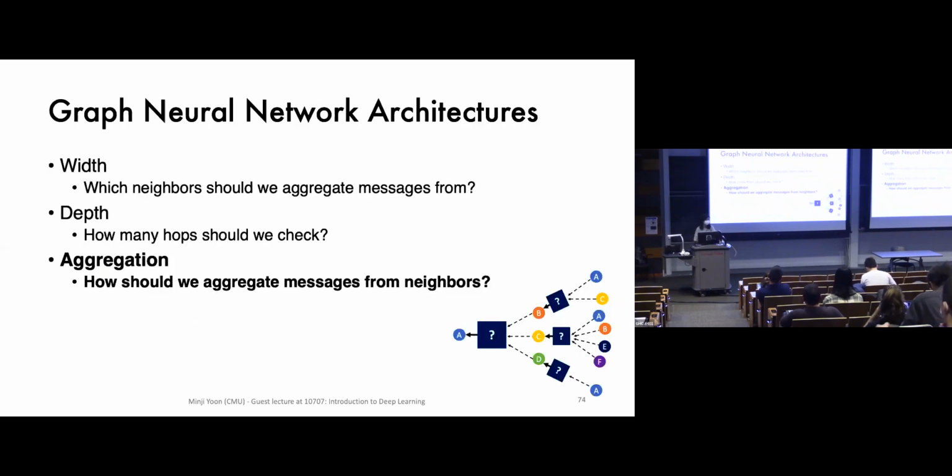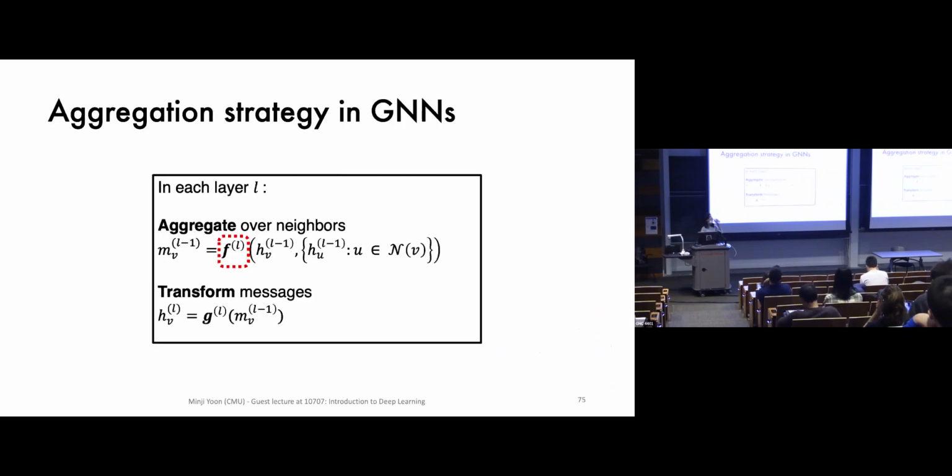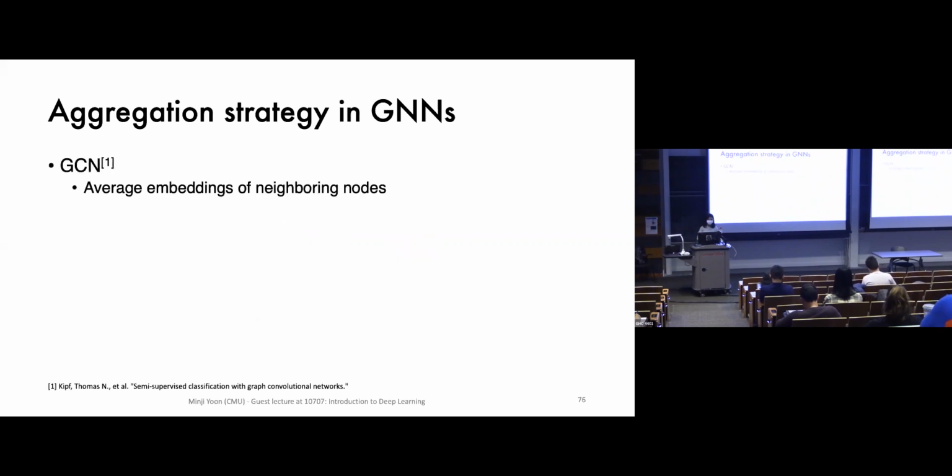So far we have talked about how many hops we should check. Let's move to the aggregation strategy. How should we aggregate messages from neighbors? As I told you before, a GNN is composed of several layers, and in each layer we learn two operations. First is the aggregation operation, second is the transformation operation. And here, the topic is which F we're gonna use. As I told you, in the first paper, we use F as just averaging the node embeddings.